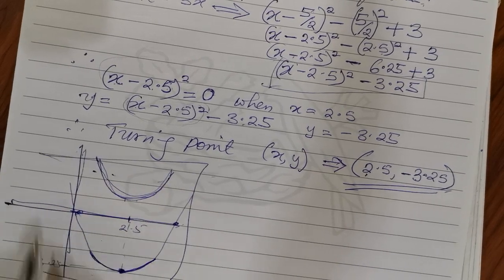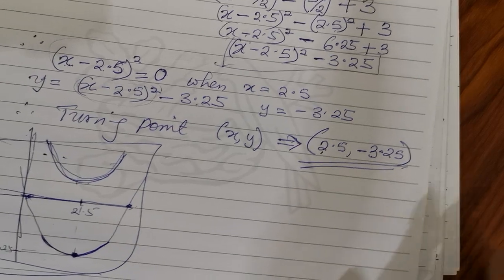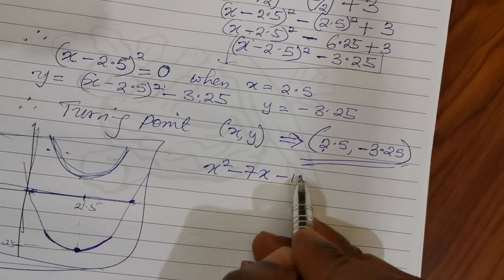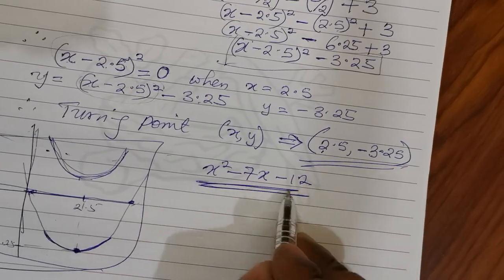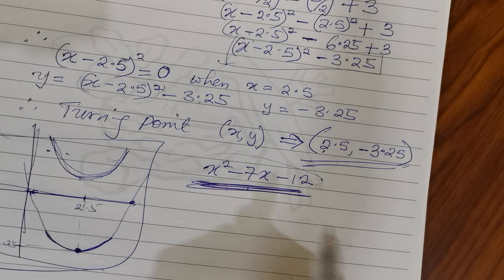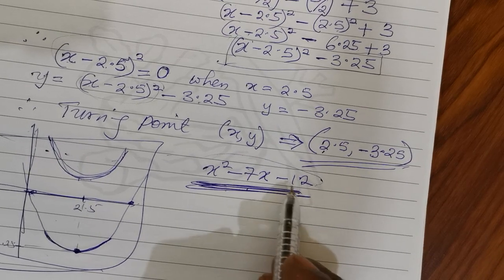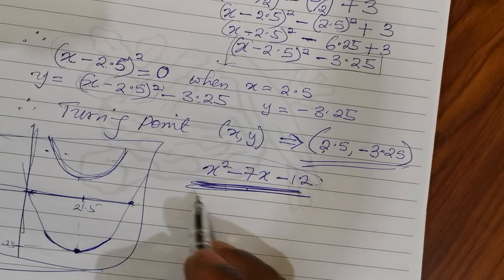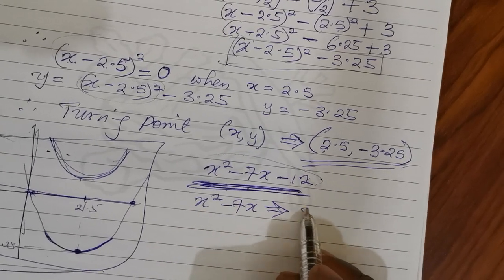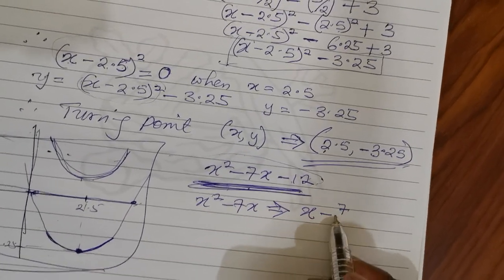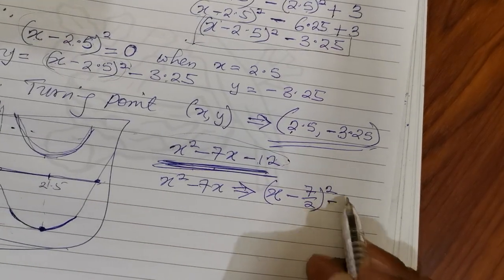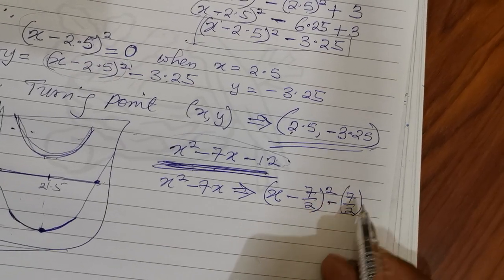Let me quickly solve one more example. If we have x squared minus 7x minus 12, and we are asked to find the turning point of the graph, first I will change this to completing the square. Ignore minus 12 first. We have x squared minus 7x, which I write in the form x minus 7 divided by 2, all squared, then minus 7 divided by 2, all squared.